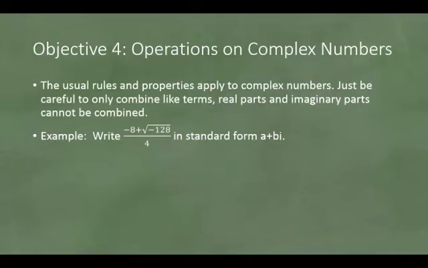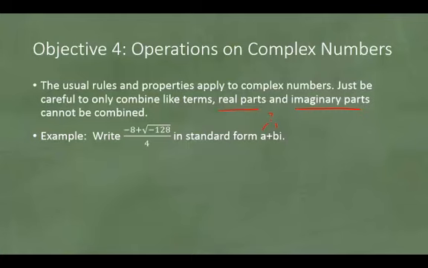Objective 4. Operations on complex numbers. So the usual rules and properties apply to complex numbers. The only thing you really have to be careful about is that you can't combine the real part with the imaginary part. We can't combine any a's with b's, for example. The a's have to stay with a's and the b's have to stay with b's.